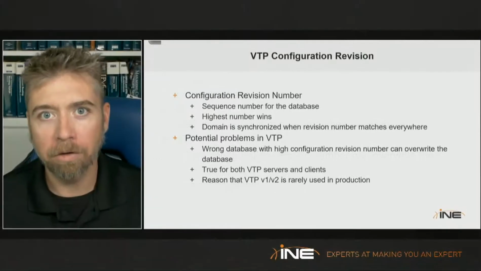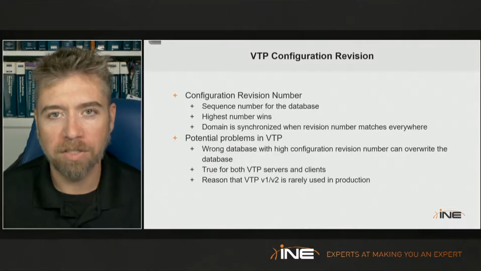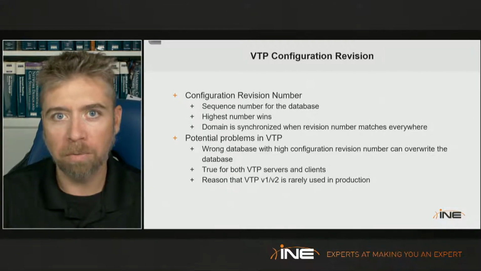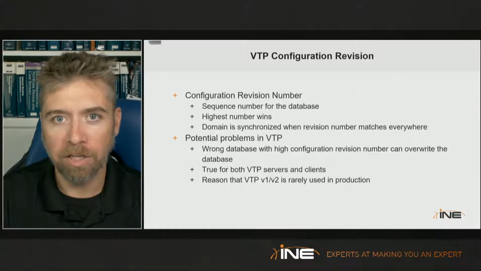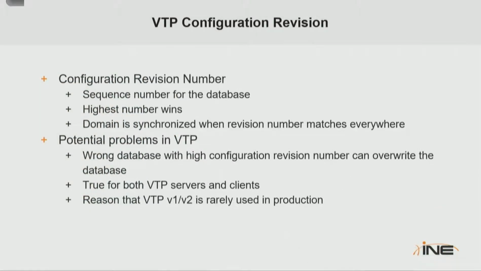The idea here is that you have a switch in development, but you're using the same VTP domain name as your production one. You plug the switch in from development into production. If it has a high revision number, it can overwrite the VLAN database and potentially cause an outage. Because of this, VTP version 1 and version 2 are rarely used in production because it is a pretty big hole that you could just overwrite the entire VLAN database with one incorrect command.